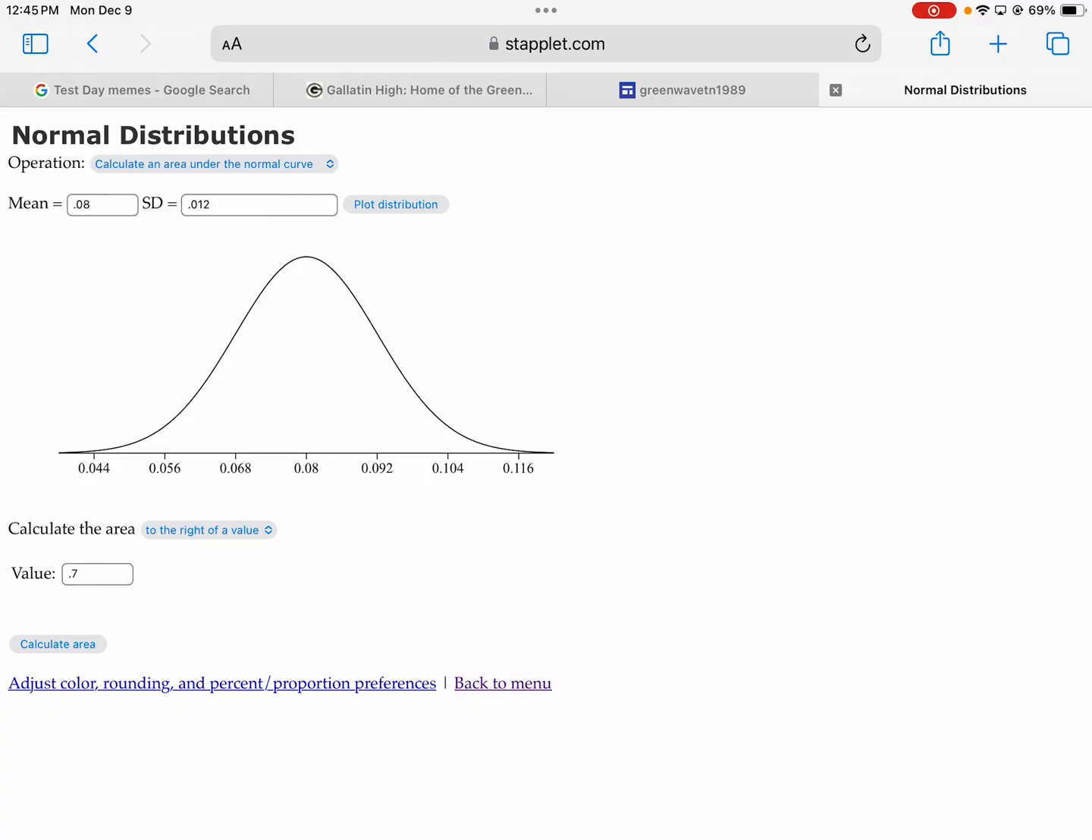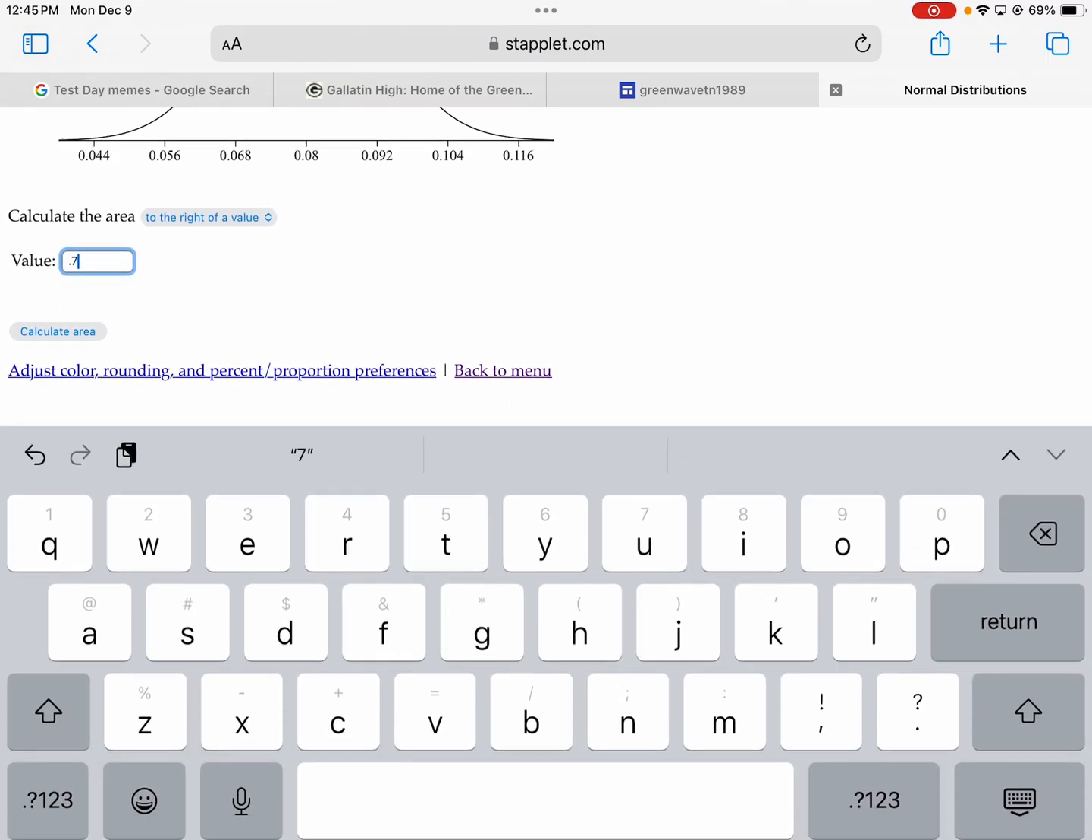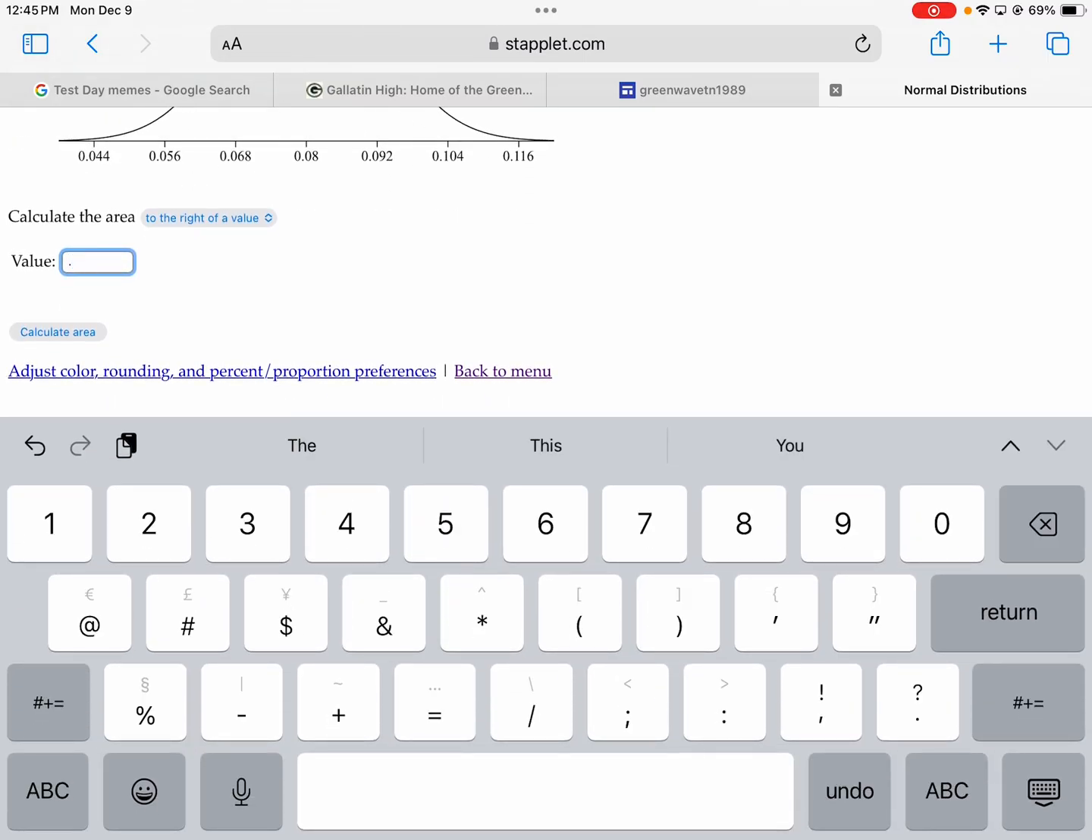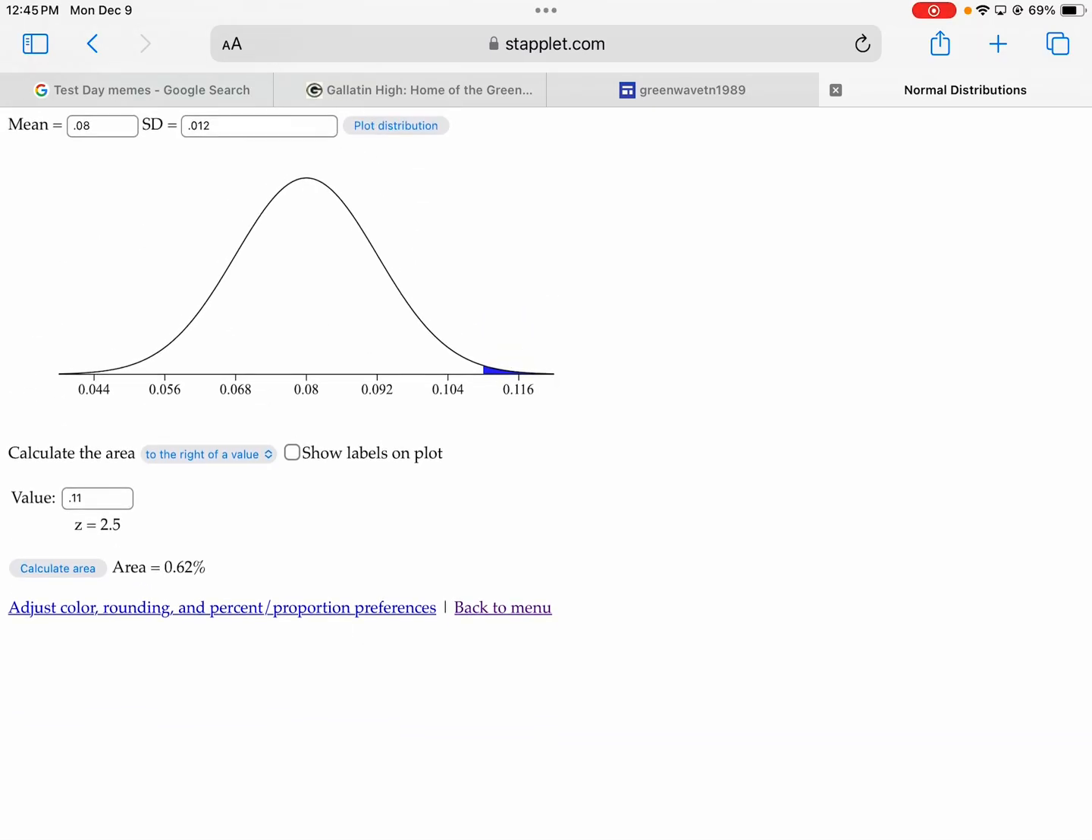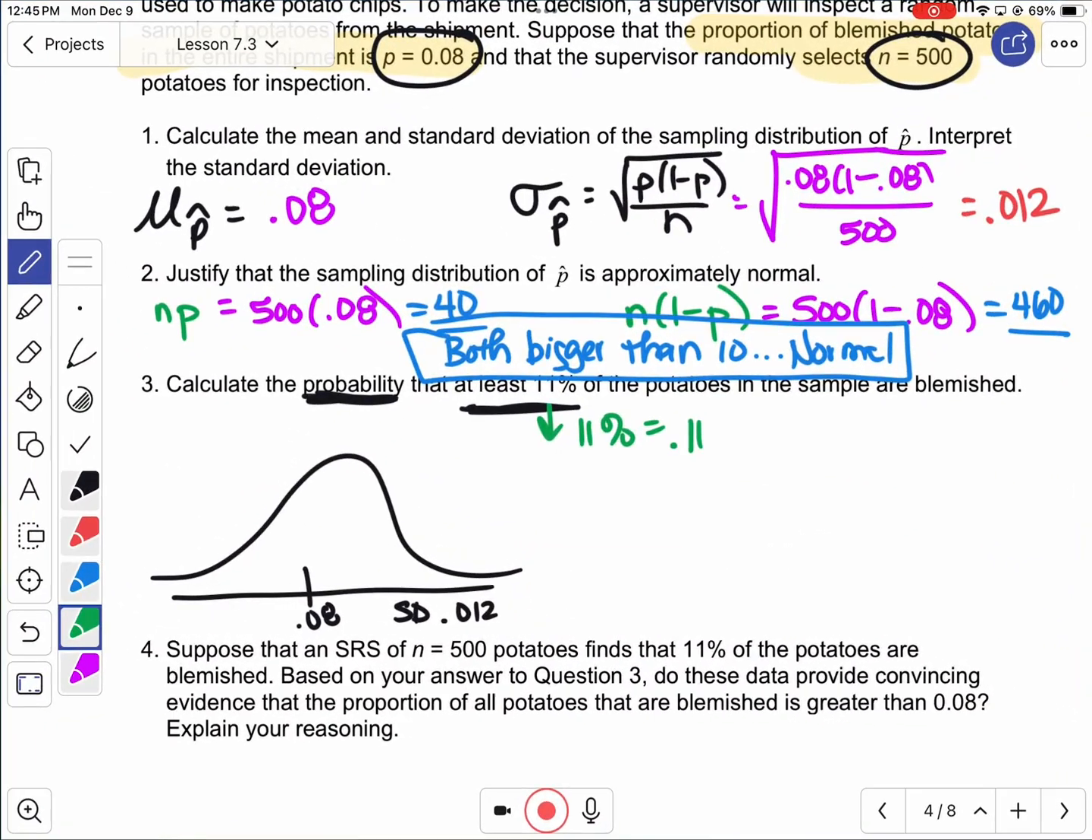Now, looking at your numbers, it says it wants it to be at least 0.11. If it has to be at least 0.11, is 0.08 enough? No. So which way are we going to go, left or right? Right. At least says you go right, which sounds weird because it sounds like it should be left, but we're going to go to the right, and we're going to put 0.11 in there. We're going to calculate that, and I get 0.62%.